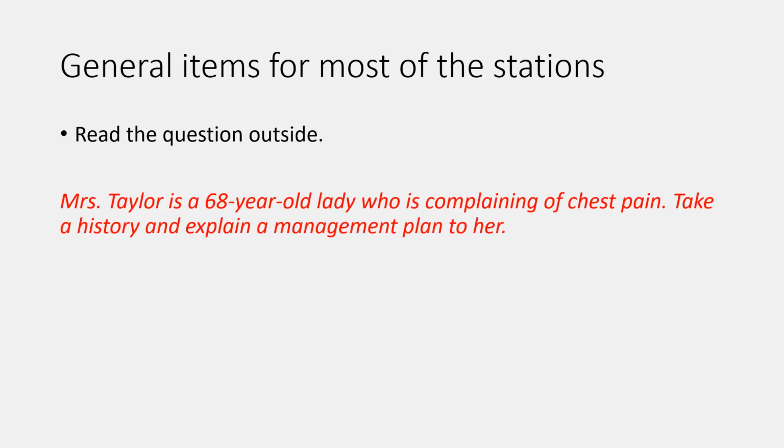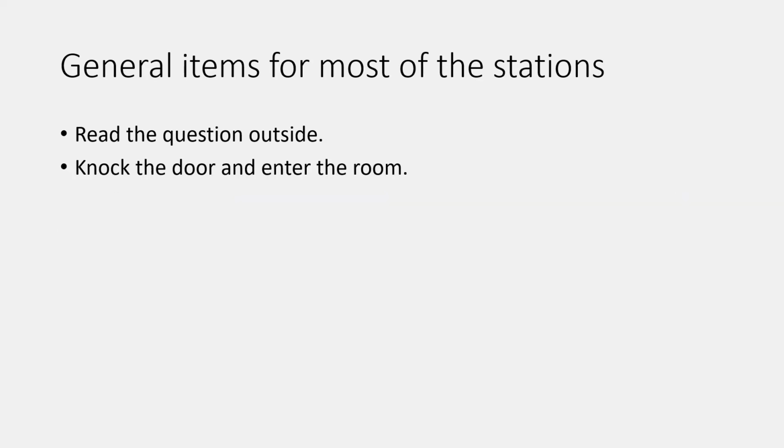When you read the scenario and the questions, you should know clearly what is required from you in the station. For history-taking stations, you should find a scenario about a patient, and you should be asked to take a history from the patient and then explain your management plan to them. For example, Mrs. Taylor is a 68-year-old lady who is complaining of chest pain. Take a history and explain a management plan to her. After 1 minute, you should enter the room to perform what is asked of you within 7 minutes. So, you should be careful not to waste time or spend too much time on one point.